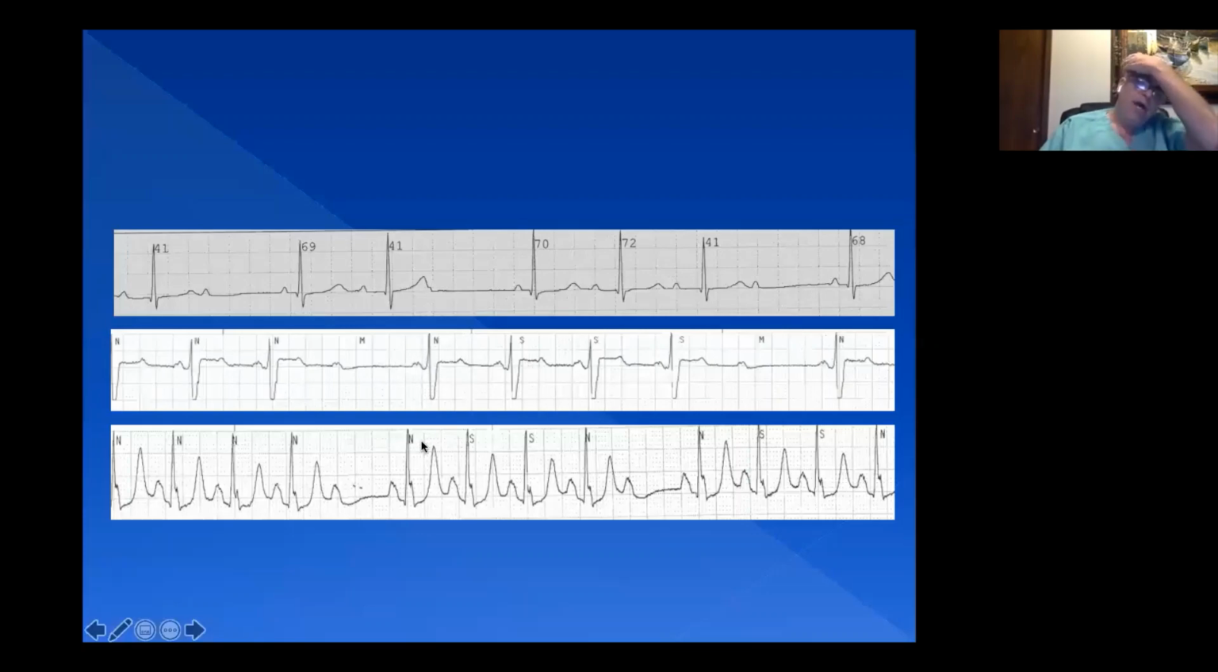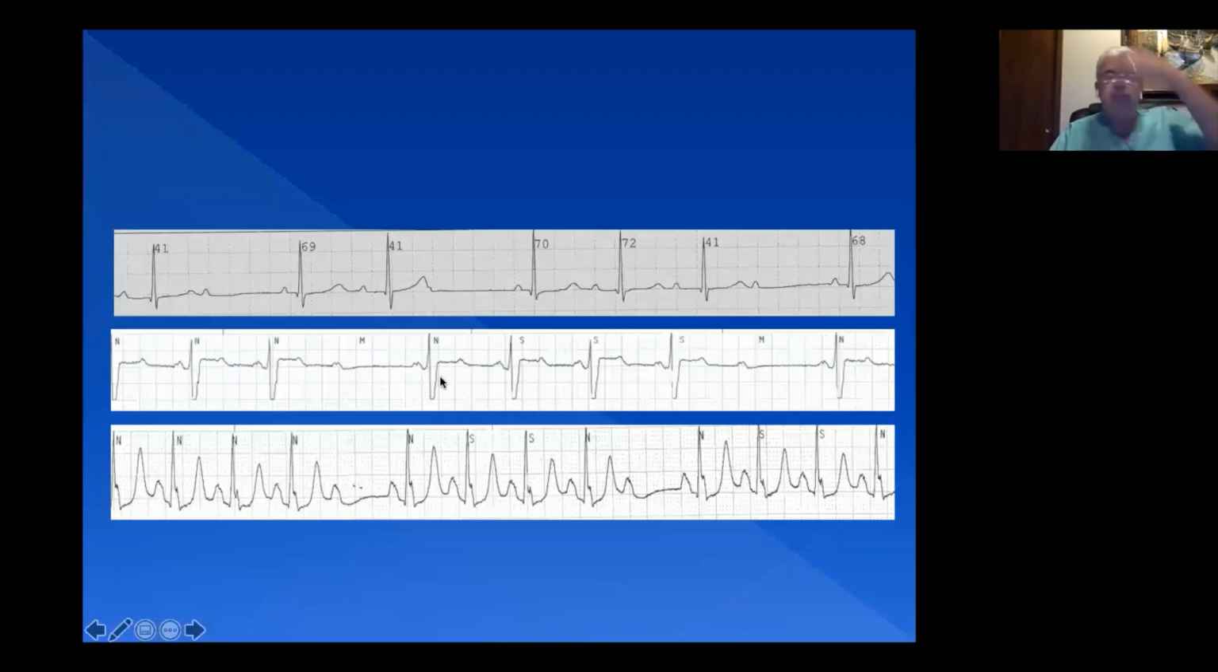Mobitz type 2 second degree heart block usually happens on top of existing significant His-Purkinje system disease or bundle branch block, and the level of the block is lower than the AV node. So when it progresses to complete heart block, you will end up with a very slow symptomatic rhythm that's escape ventricular, or even worse, no escape. That's why Mobitz type 2 second degree heart block is an automatic indication for permanent pacing. Mobitz type 1 only when you're symptomatic.